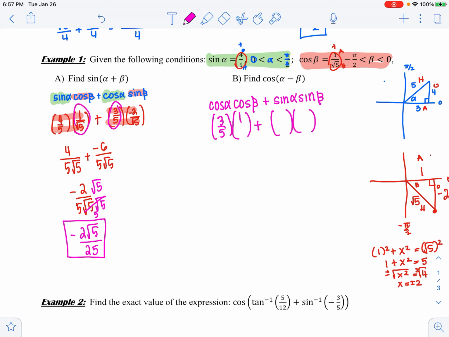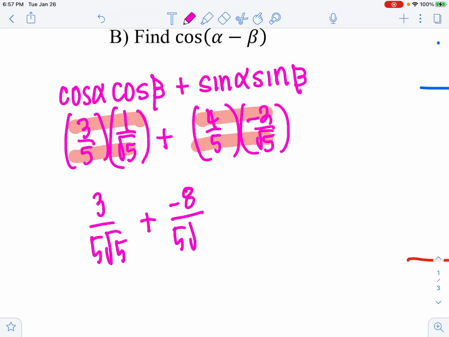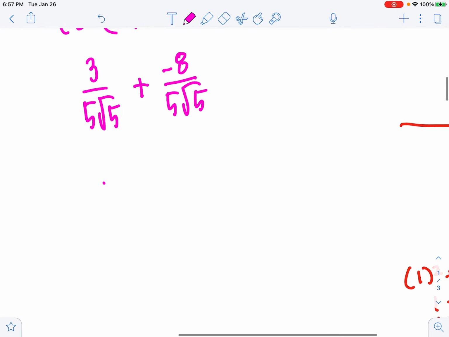Put my parentheses all in. Cosine of beta is right here, it's 1 over root 5. Sine of alpha is right here, it's 4/5, times sine of beta, which is negative 2 over root 5. Once again, multiply, multiply, plus multiply, multiply. So we have 3 over 5 root 5 plus negative 8 over 5 root 5. So that is negative 5 over 5 root 5.